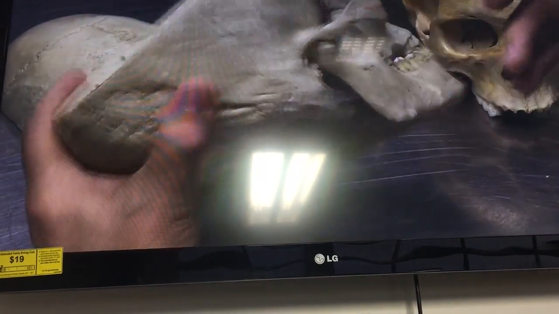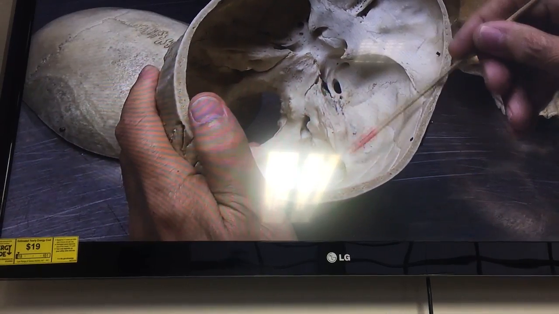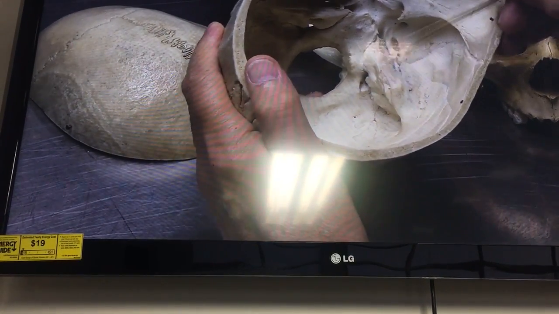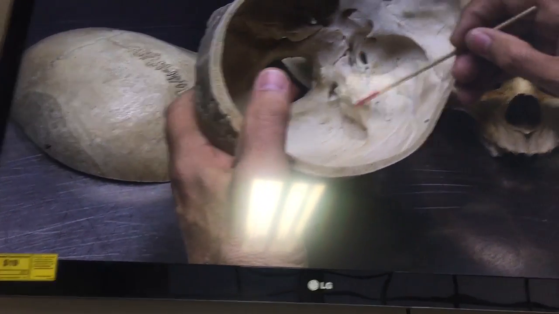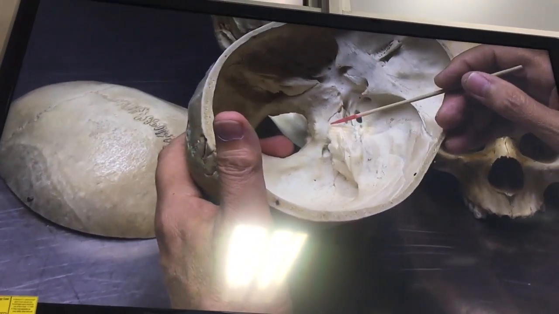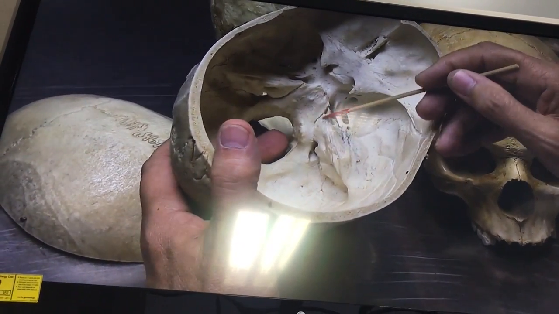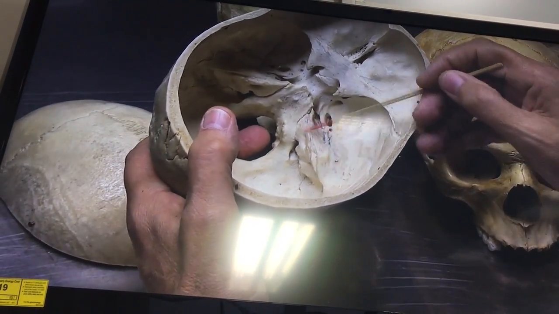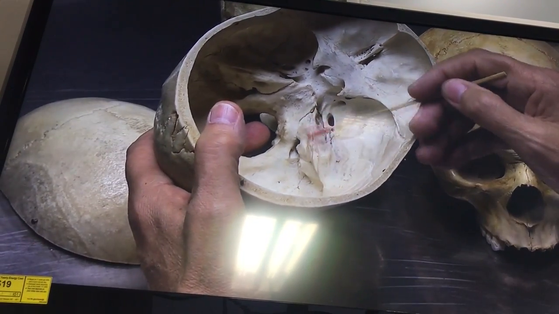One part is the petrous temporal bone, and this is this mound that we see here on the internal part. Petrous, as in what the good Lord said, Peter, upon this rock I shall build my church. Petrous temporal bone.